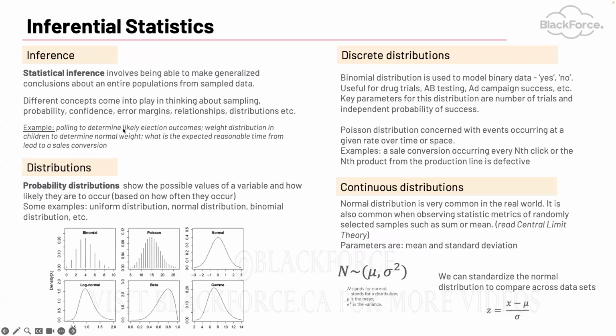So, inferential statistics. All we've seen so far is that we're looking at samples of data and trying to measure things about the sample. But remember that initial diagram we showed where we had population, sample, and observation, right?